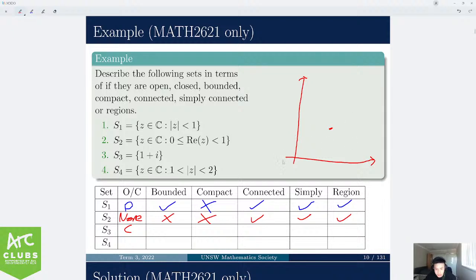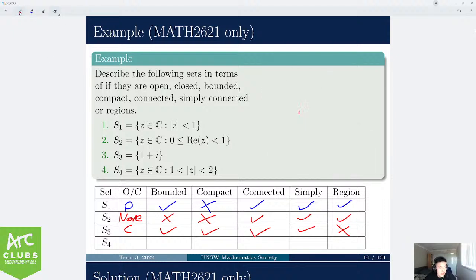This is bounded because we can fit it inside a circle, like this. And it's going to be compact in this case because it's both closed and bounded. It's going to be connected because there's only one single point, and it's simply connected because there aren't any holes. But notice this is a point, and as we mentioned before, the whole point of a region is to exclude points and lines, and hence this is not a region.